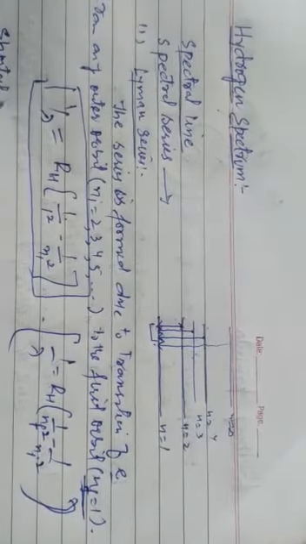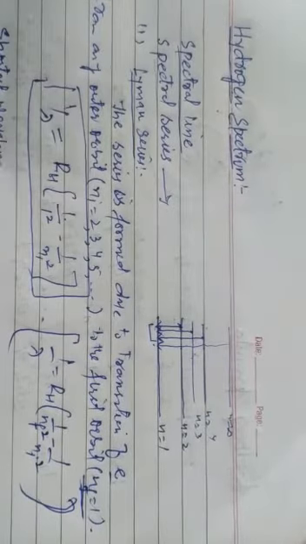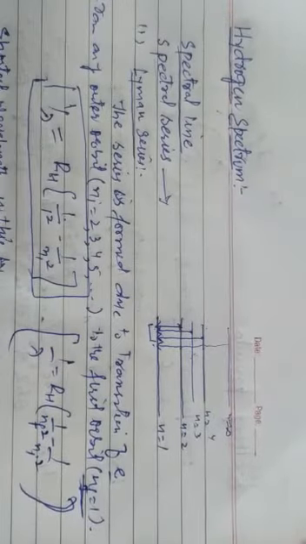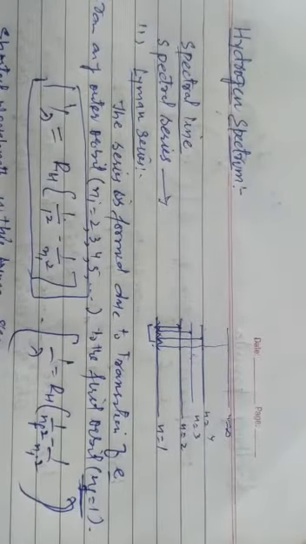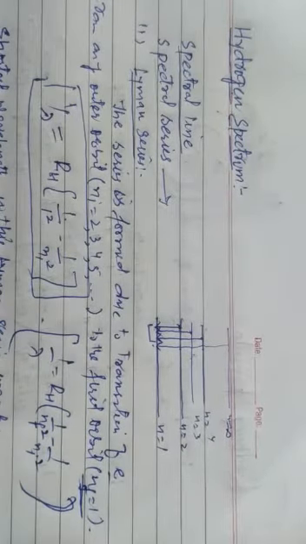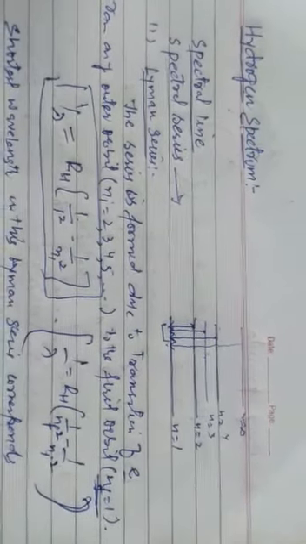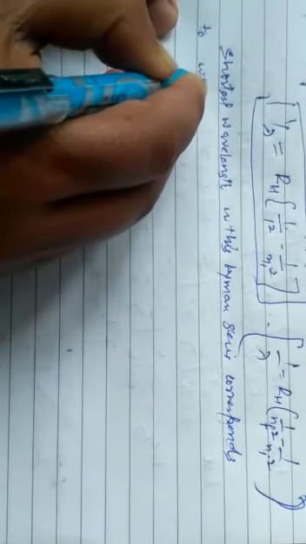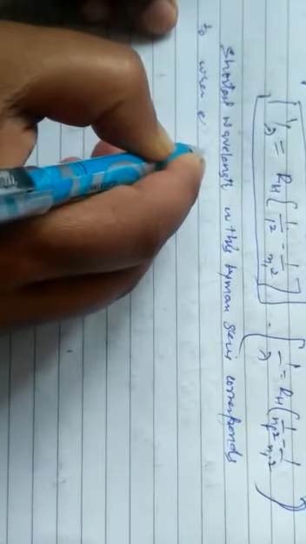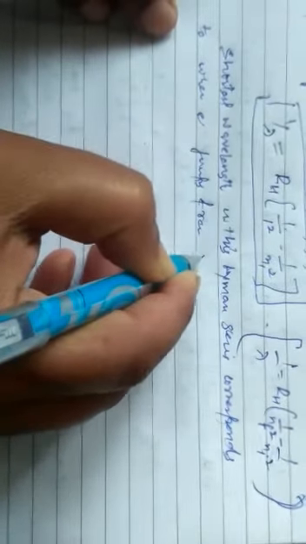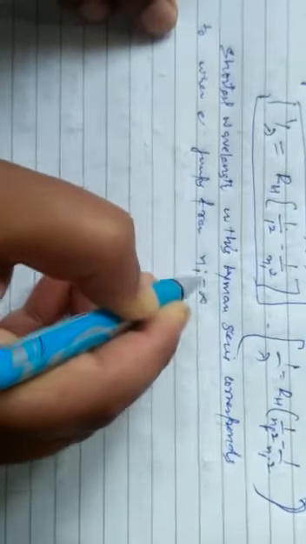Shortest wavelength in this Lyman series corresponds to when the electron jumps from Ni is equal to infinity.